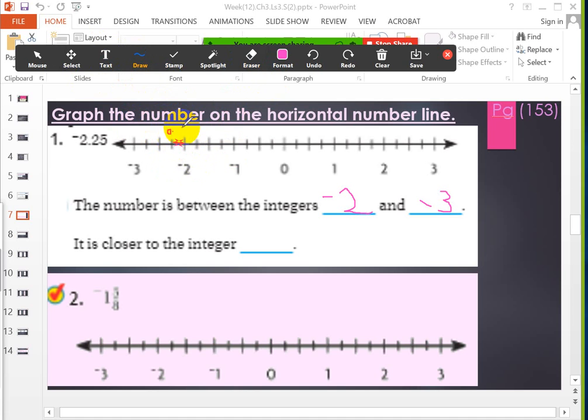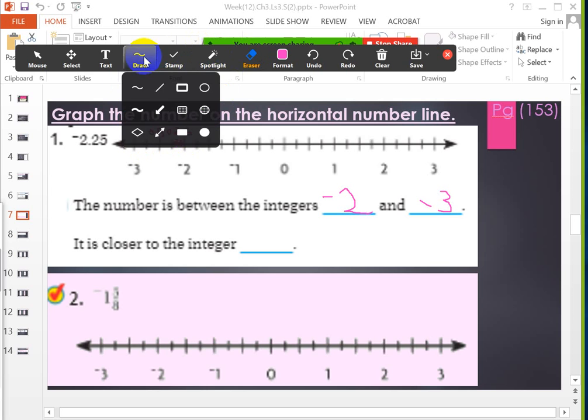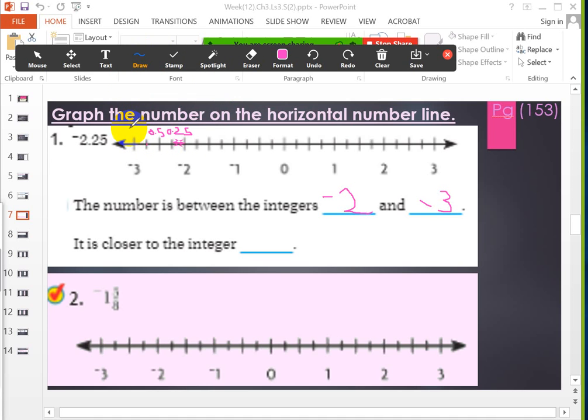You remember how to locate a decimal number on the number line. And this is 0.5. Then this point is 0.75. Okay, I will write it here. This one will be 0.75.